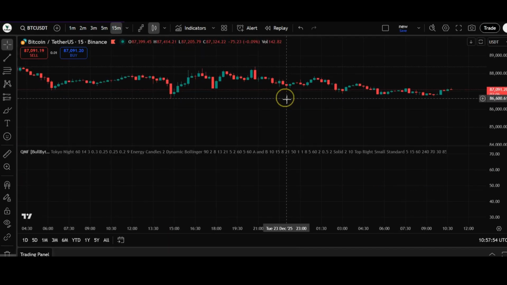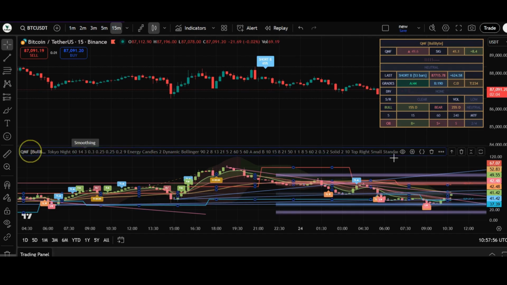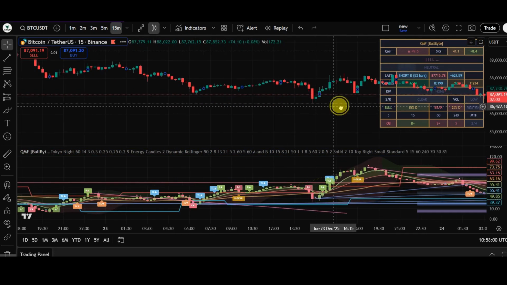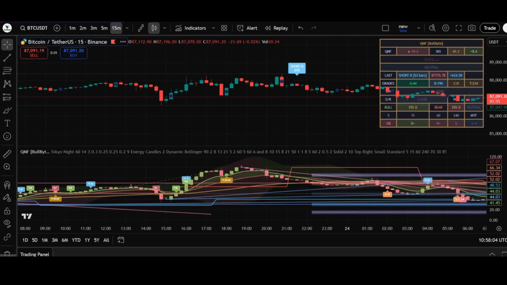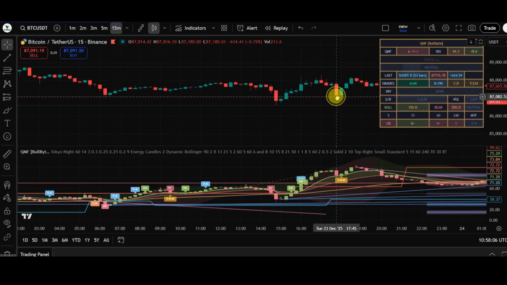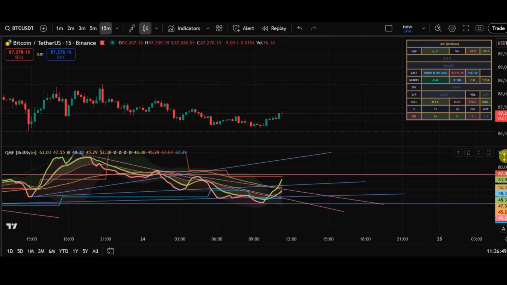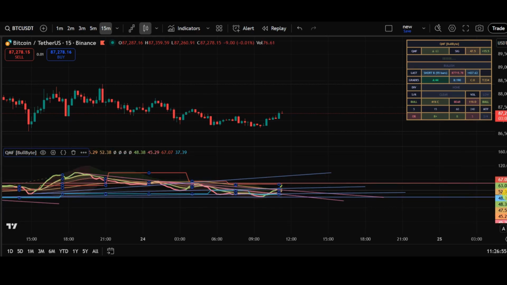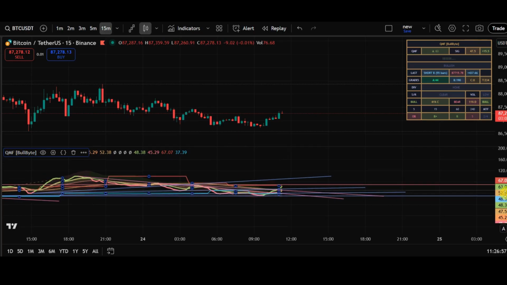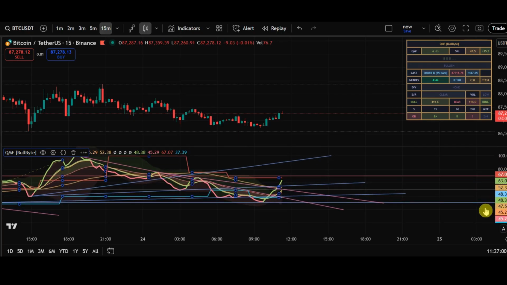Now, before we look at the signals and all the fancy features, let me explain the core concept. The QMF is what we call an oscillator. If you're newer to trading, don't worry, I'll break this down simply. An oscillator is a technical indicator that moves between defined boundaries. It shows you whether the market is experiencing strong buying pressure, strong selling pressure, or just neutral conditions. The QMF oscillator specifically moves between 0 and 100, with 50 being the neutral midpoint.